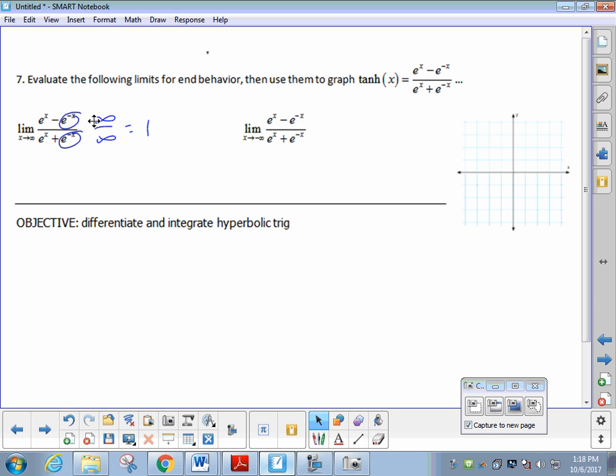Go ahead and think on the second one. Think on the next one about which ones are going to 0 now.